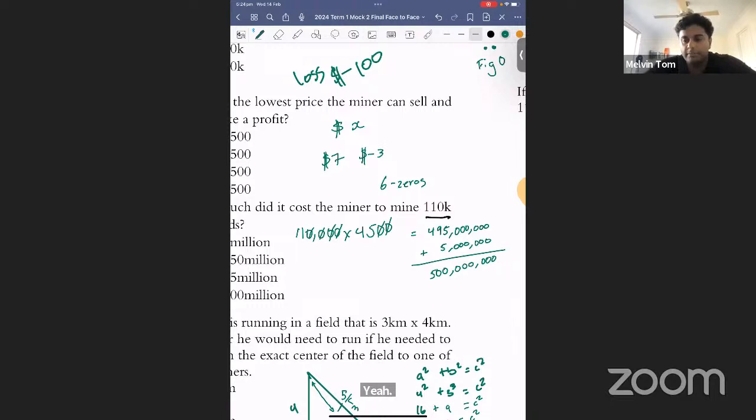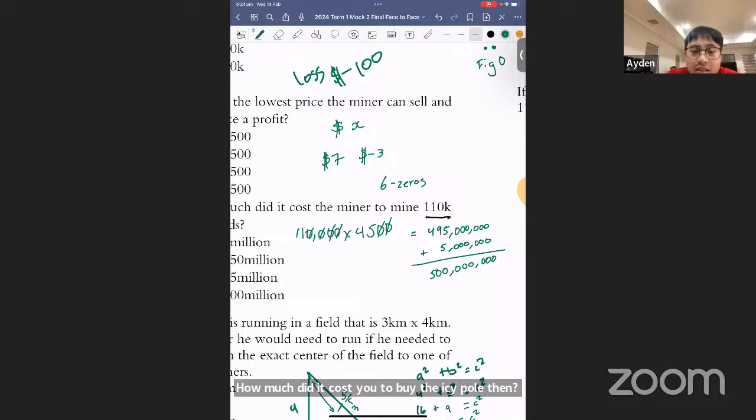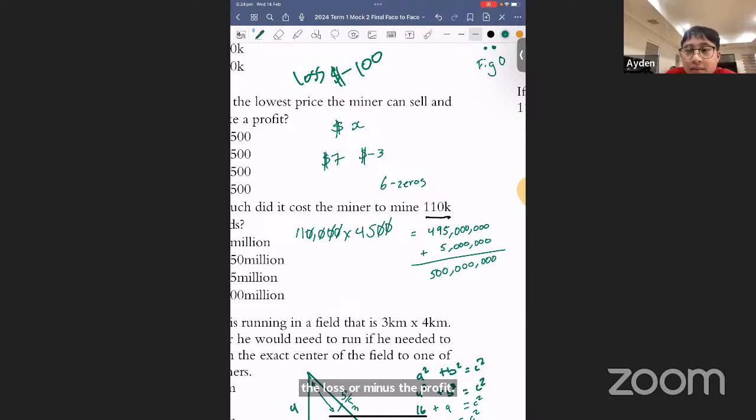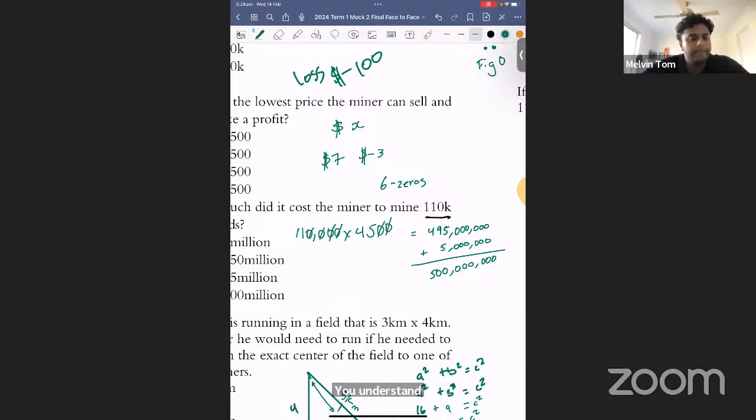How much did it cost you to buy the IC pole then? $10. That's right. Because your cost is how much money you made plus the loss, or minus the profit. You understand? Yes. All right. So that's how you do that question. Okay, thank you. You're welcome.